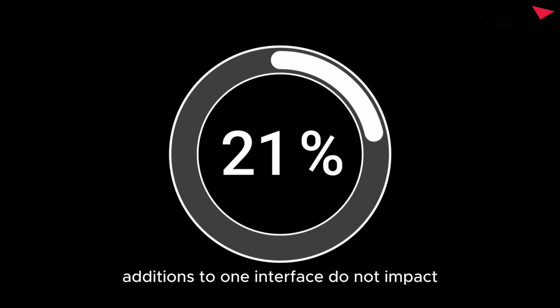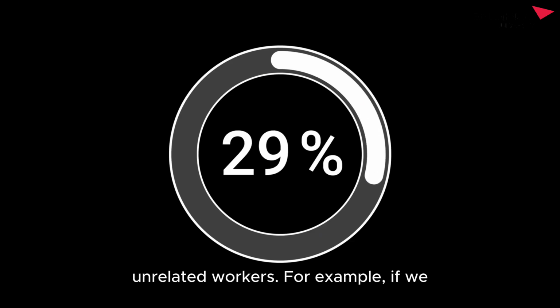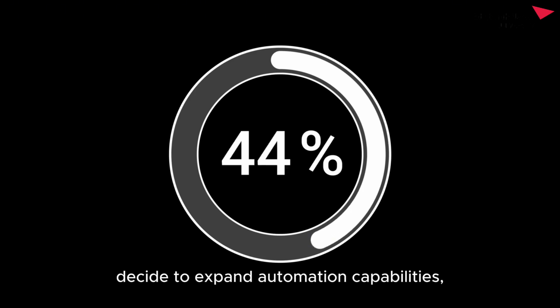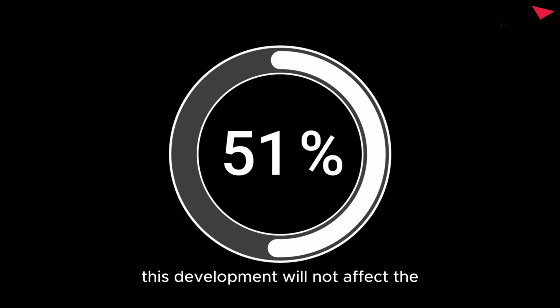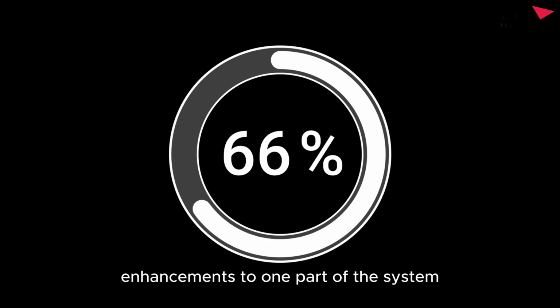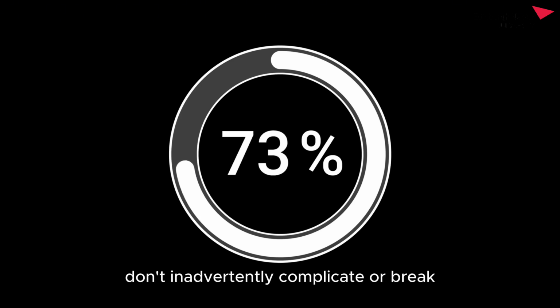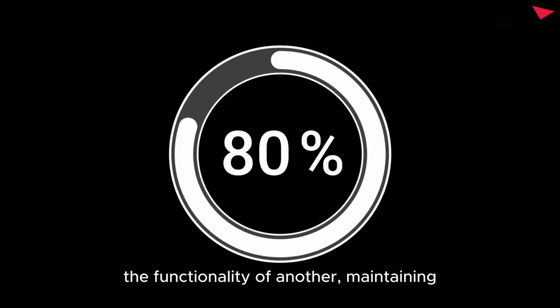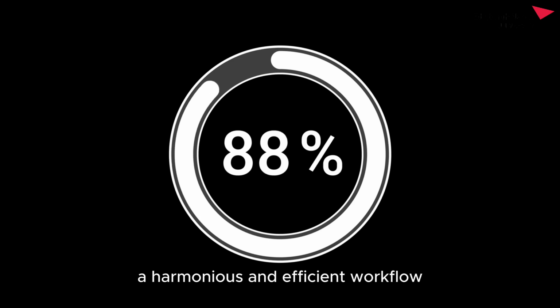Changes or additions to one interface do not impact unrelated workers. For example, if we decide to expand automation capabilities, this development will not affect the human workers. This ensures that enhancements to one part of the system don't inadvertently complicate or break the functionality of another, maintaining a harmonious and efficient workflow throughout our codebase.